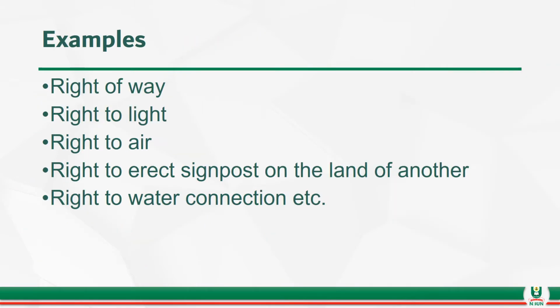Easements include right of way, that's the right to pass through somebody's land, right to light, right to air, right to erect signposts on the land of another person, right to water connection, and so on. There are very many different types of easements, and you will see them practically if you pay attention in your day-to-day life.